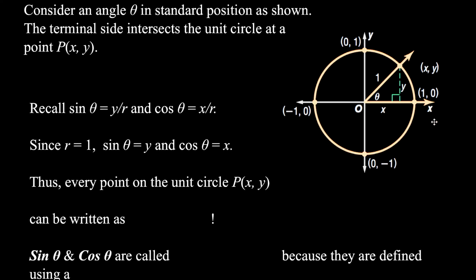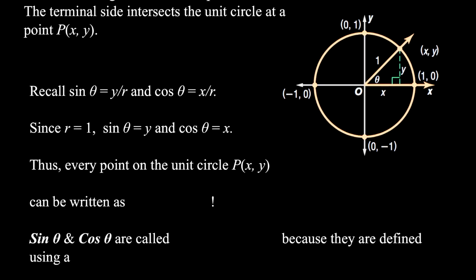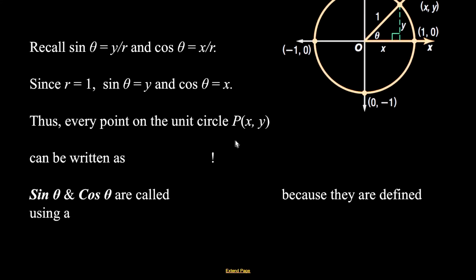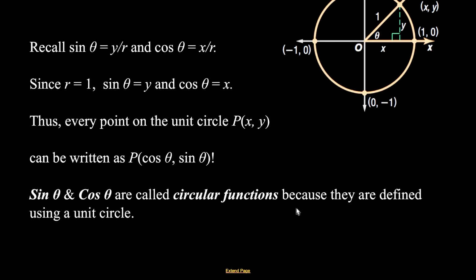Well, what did we just show? We just showed that every point on that unit circle can be written as cosine theta and then sine theta, where the x-coordinate is the cosine of theta and the y-coordinate is the sine of theta. We call these two trig functions circular functions because we define them using a unit circle. So when you hear the term circular functions, we are talking specifically about the sine and cosine of theta.